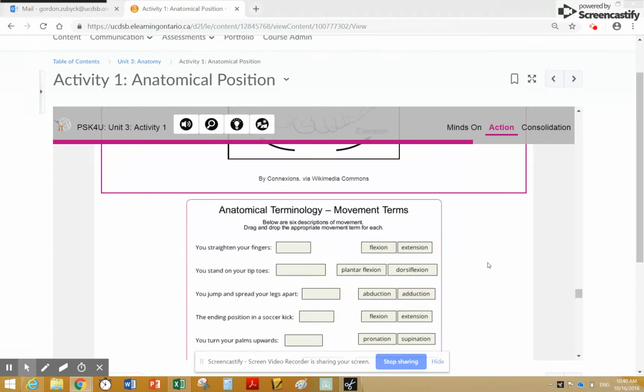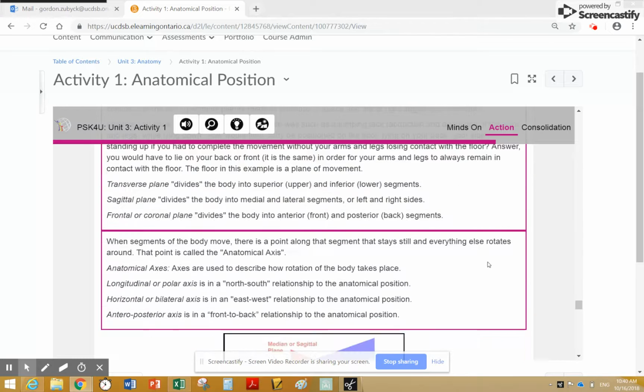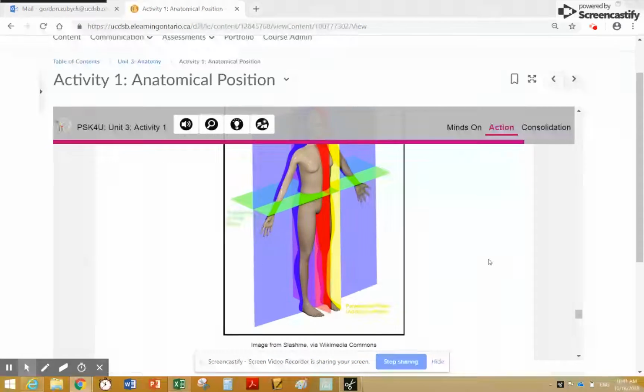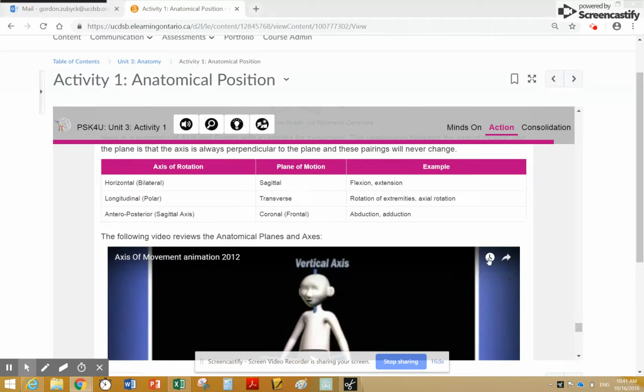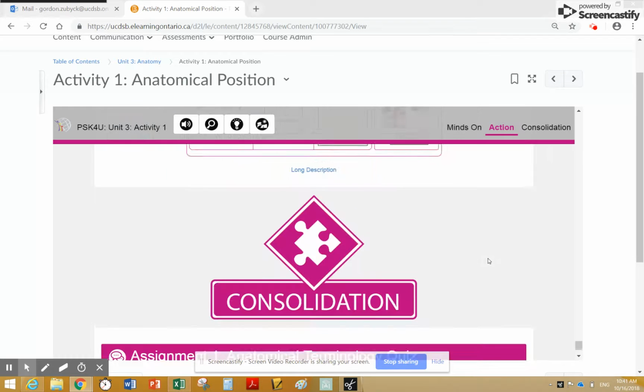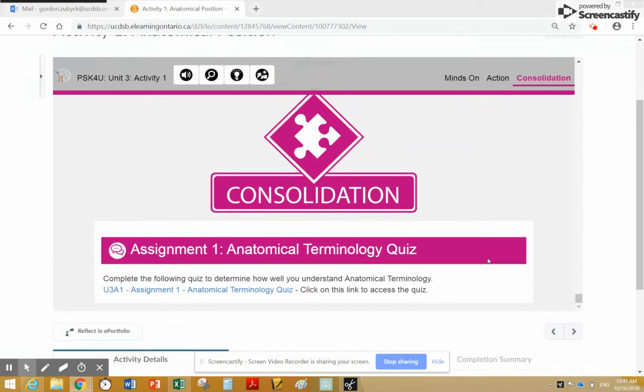And again, different from the previous activities where you were basically writing paragraphs or completing written assignments, this one is going to end with an anatomical terminology quiz at the very end. You'll access that quiz and complete it in order to complete this activity.